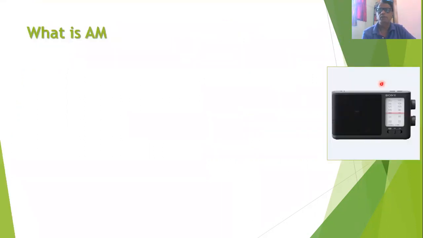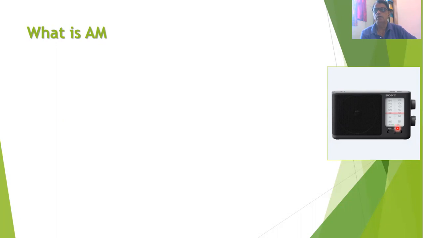Now, you must have observed, friends, that whenever you see any radio receiver, every radio receiver will have at least two sections. In one section, you can hear the AM radio stations, and in another section, you can hear the FM radio stations. Many times you will find that on the dial of the radio receiver, there are separate markings for AM radio stations and for FM radio stations.